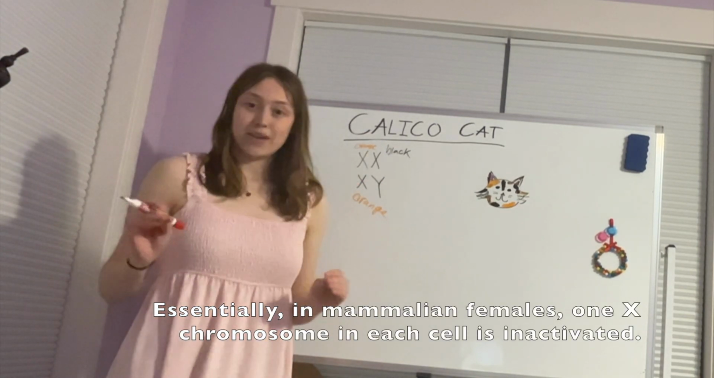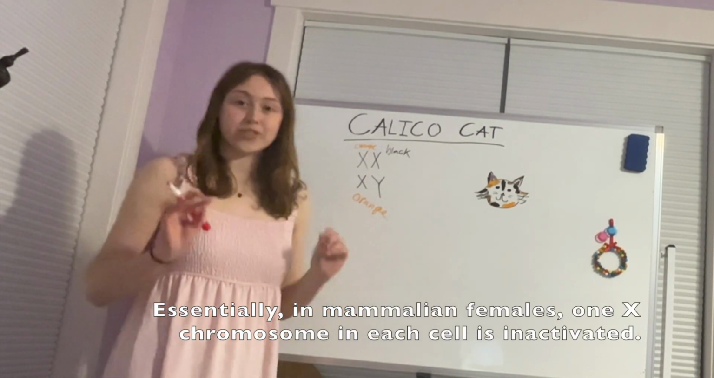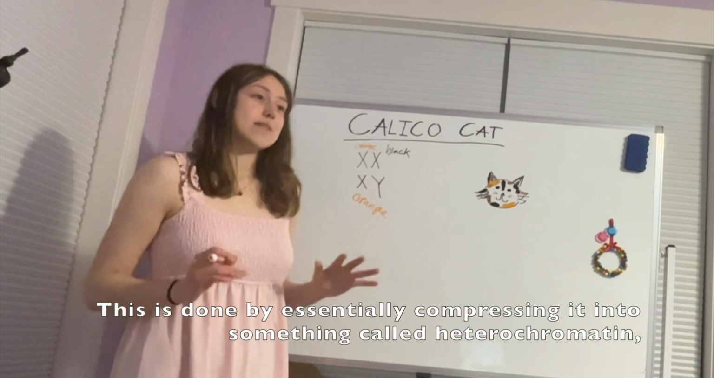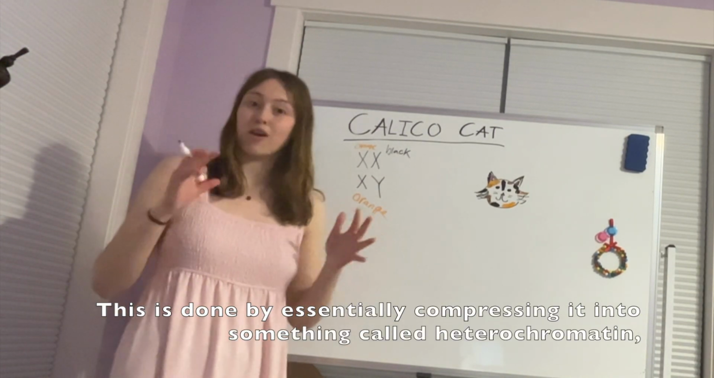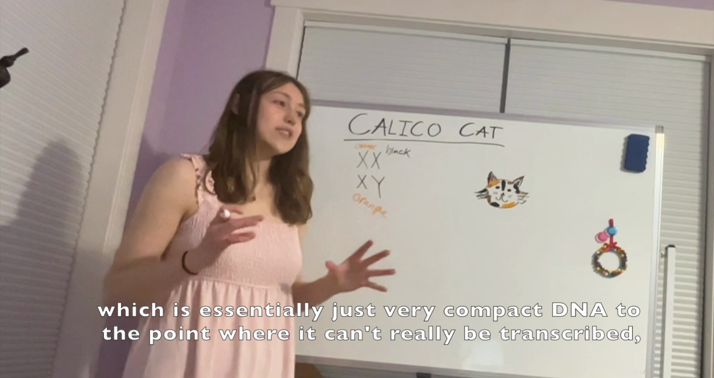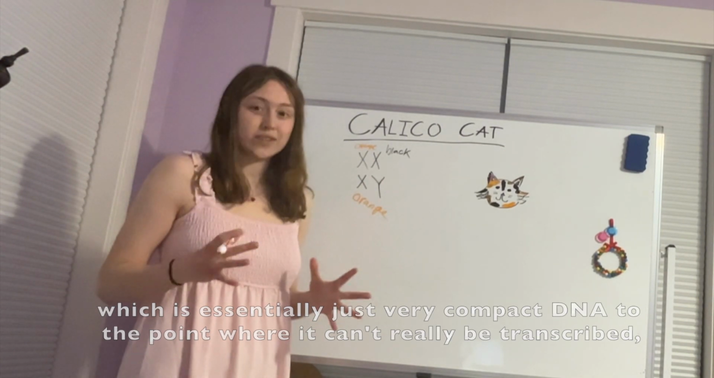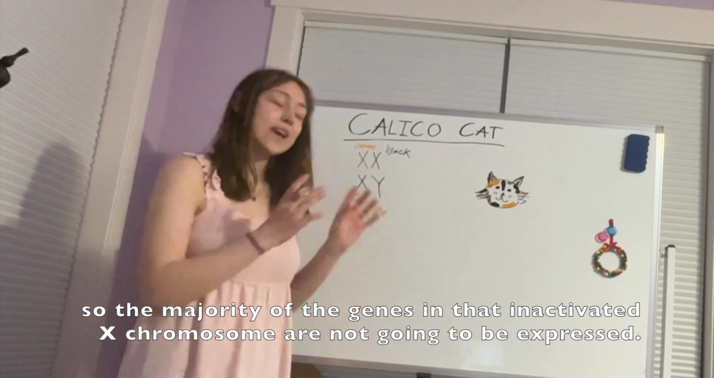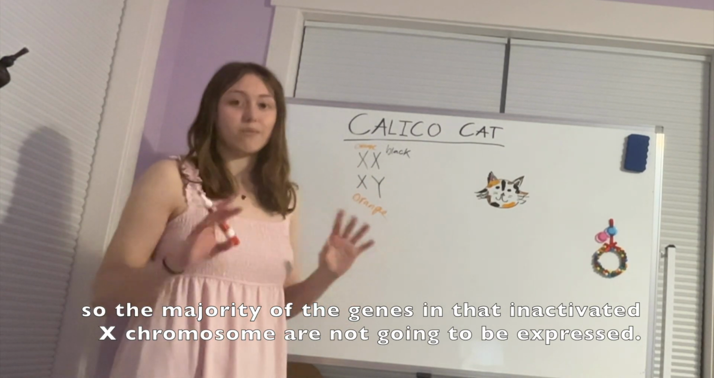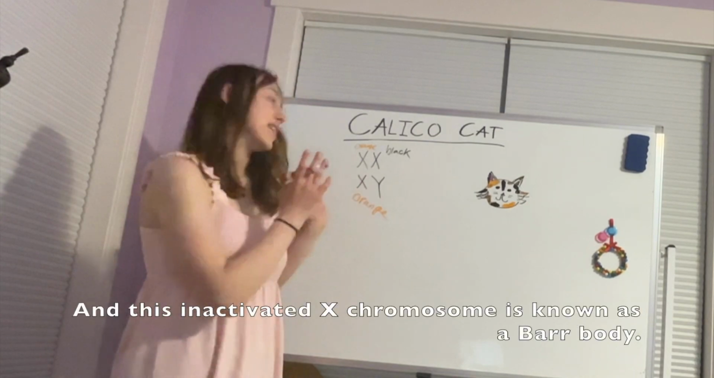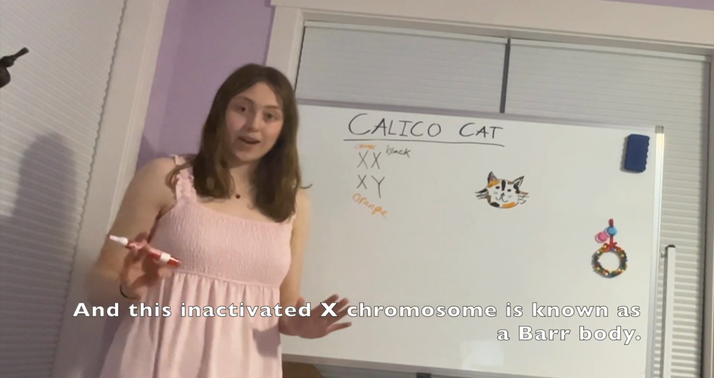Essentially, in mammalian females, one X chromosome in each cell is inactivated. This is done by essentially compressing it into something called heterochromatin, which is essentially just very compact DNA to the point where it can't really be transcribed, so the majority of the genes in that inactivated X chromosome are not going to be expressed. And this inactivated X chromosome is known as a Barr body.